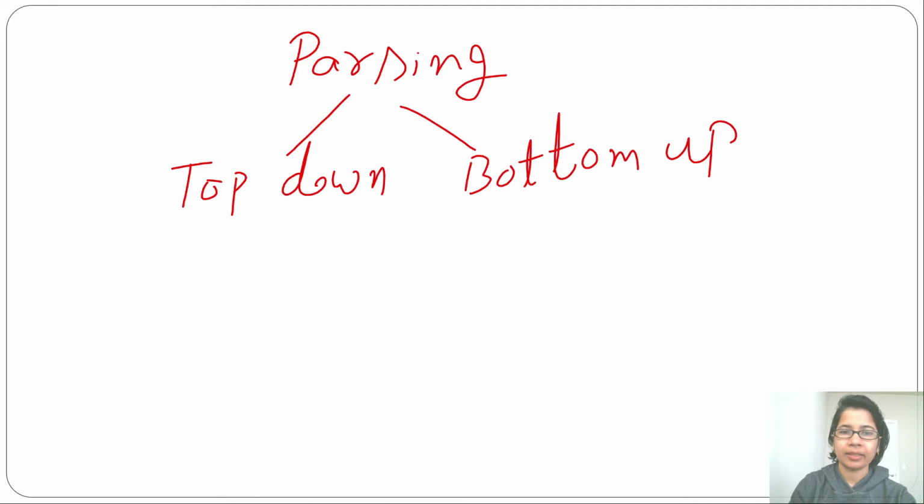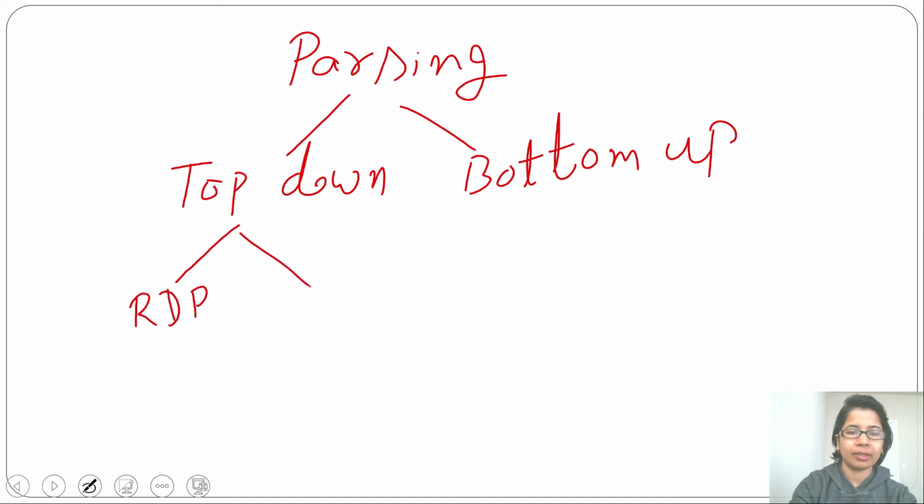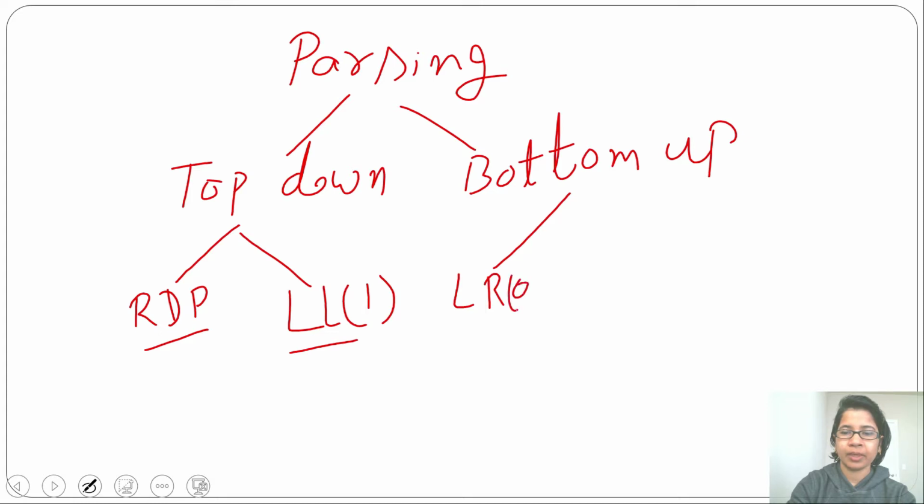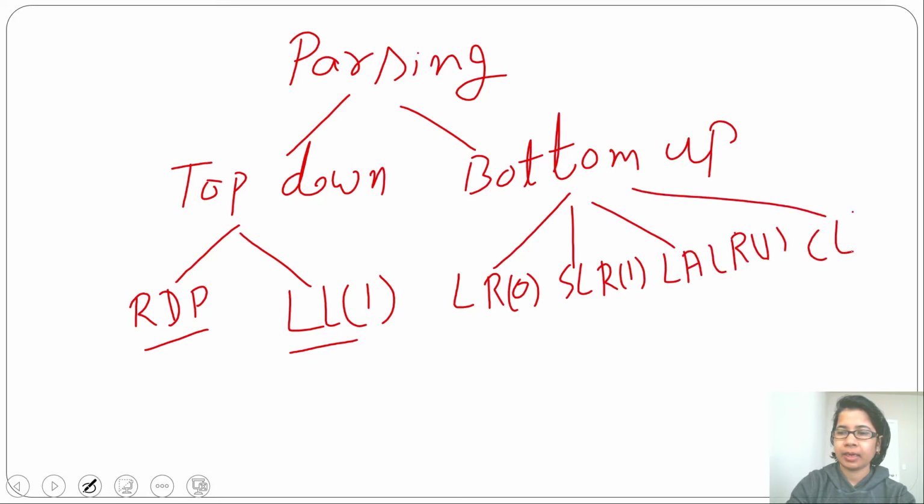Hi, in the last lecture I discussed LALR parsing. Parsing is of two types, one is top down, another is bottom up. Again, top down is of two types, one is recursive descent parsing and another is LL1 or you can say predictive parsing. Recursive descent is with backtracking, LL1 is without backtracking. And bottom up parsing is of four types, one is LR0, another is SLR1, another is LALR1 and next one is CLR1. I already discussed all this parsing.